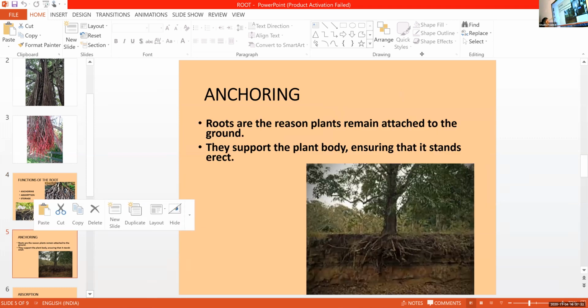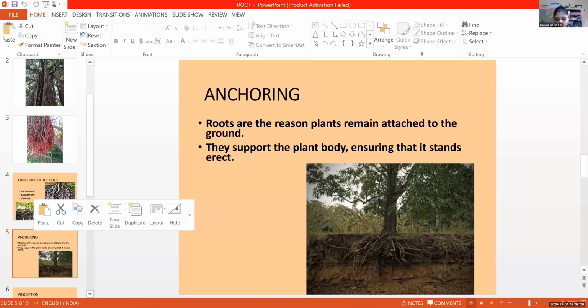Anchoring. Again, roots are the reason plants remain attached to the ground. Agree or not? Yes, that is true. They support the plant body as such, ensuring that it stands erect. So again, in this picture, you can see a big tree. It is very broad. It has too many branches, too many leaves. Then the tree trunk is too big. So it needs to stand upright and erect in the soil. Otherwise, if this tree does not have this part of the plant under the ground, will it be able to stand upright and erect in the soil?